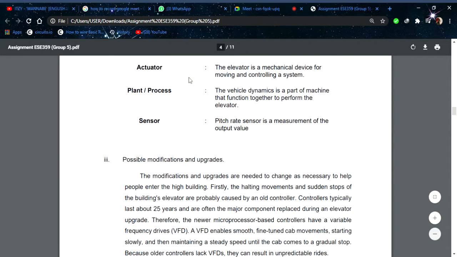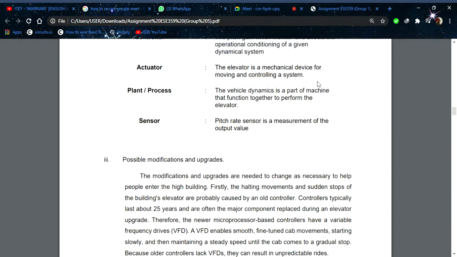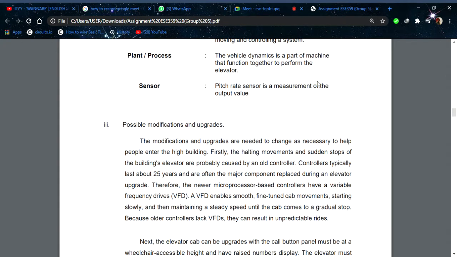The actuator is the elevator, a mechanical device for moving and controlling a system. The plant process is the vehicle dynamics, the parts of a machine that function together to perform the elevator. Lastly, the sensor, which is the pitch rate sensor, is a measurement of the output value.